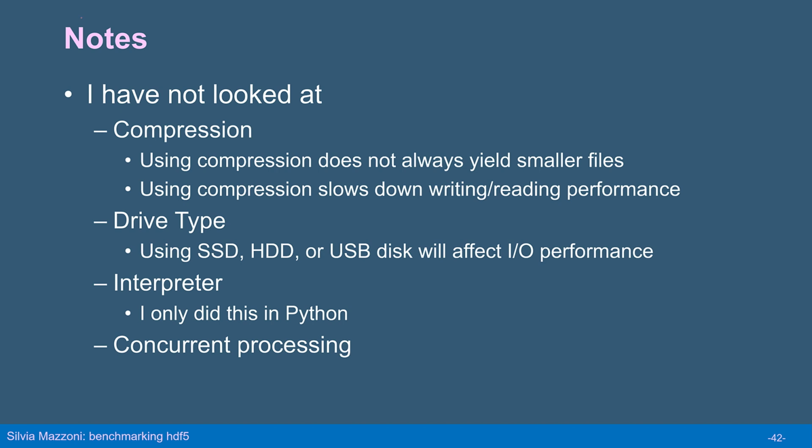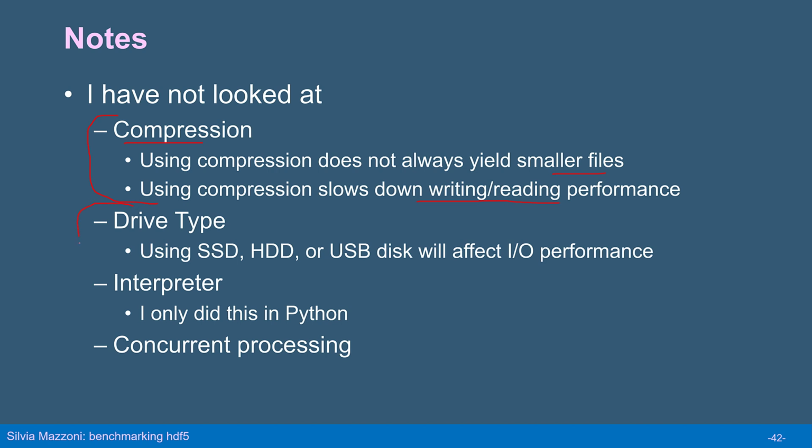Couple of notes that are important to point out, especially as you move on to your own benchmarking, is I have not looked at these different items. One is compression. But what I've learned is that using compression doesn't always yield smaller files. I tested it and it didn't work for my files, mainly because maybe my data sets aren't that large and they're not easily packageable, which is where compression comes in. And it does slow down reading and writing performance. So this is something that you should look at. Are the benefits of compression worth it to your application? It didn't work out for me, so I removed that from my benchmark.